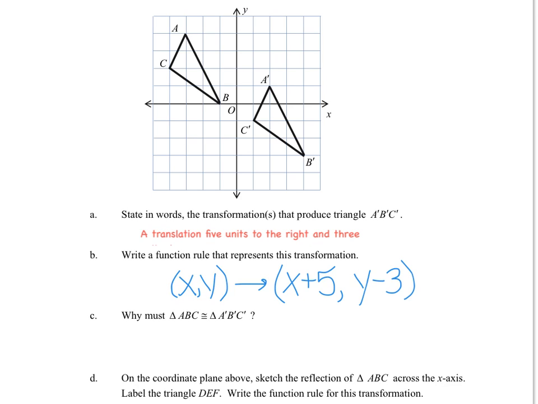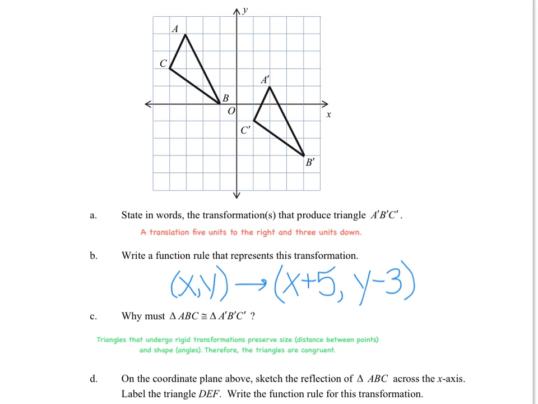Next question says, why must triangle ABC be congruent to triangle A prime, B prime, C prime? Well, we know that we did a translation. We moved it 5 units to the right and 3 units down. And translations are one of our rigid transformations. Rigid transformations preserve size and shape. So again, triangles that undergo rigid transformations preserve size, meaning the distance between the points doesn't change, and shape, meaning the angles don't change. Therefore, the triangles are congruent.